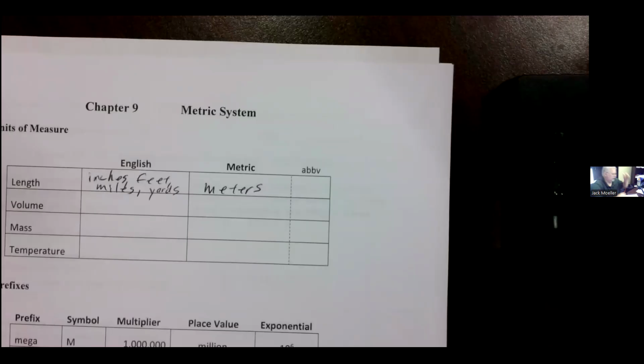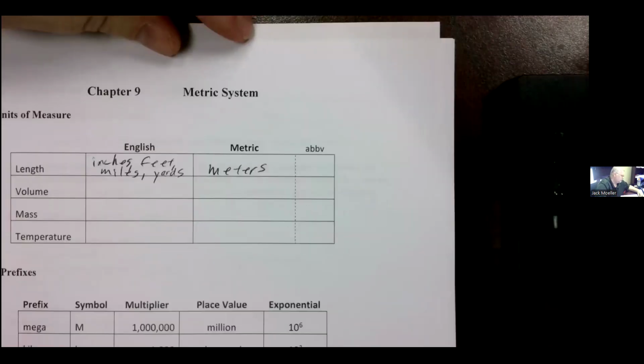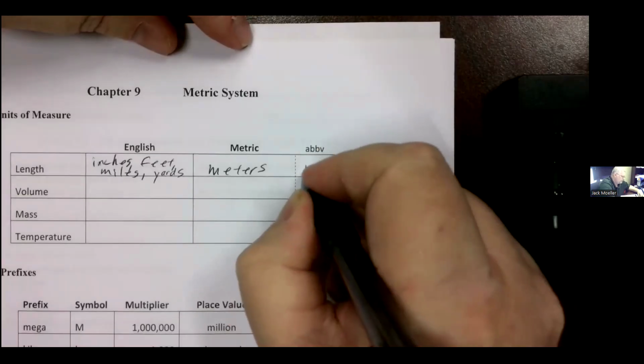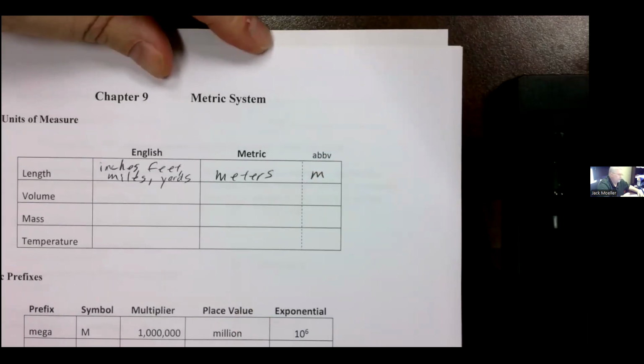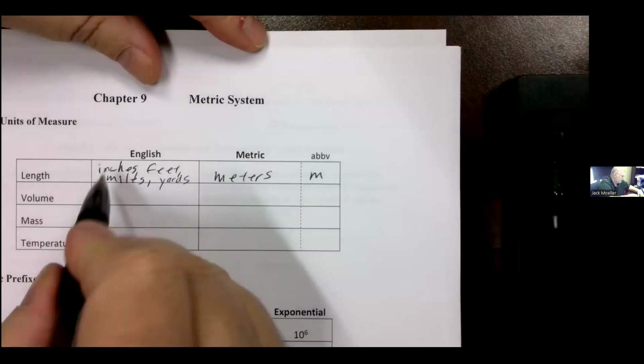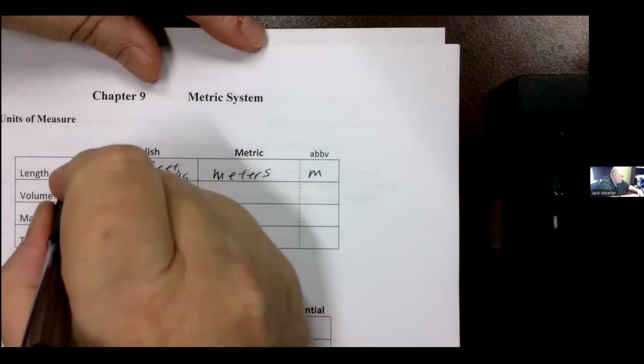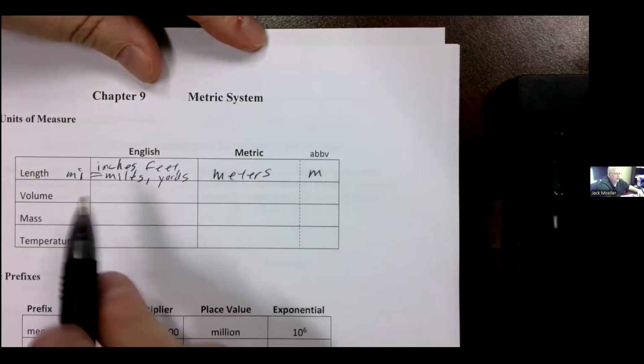Okay, so I think that to me makes a little bit more sense than just having random units that we use. For meters, it's always going to be a little m. Be careful with miles because sometimes we abbreviate that miles. If you're going to abbreviate miles, miles needs to be mi. So keep m for meters, mi for miles.